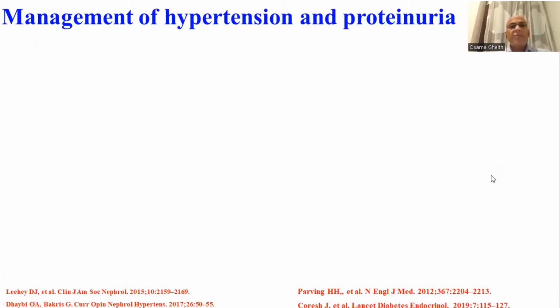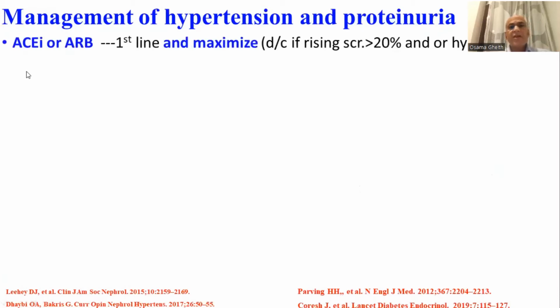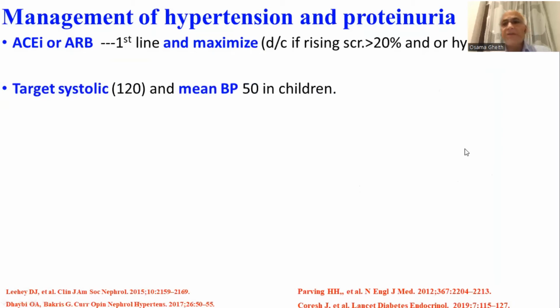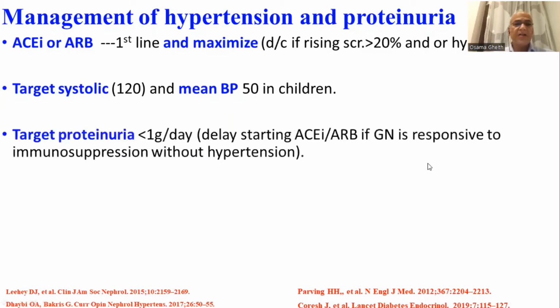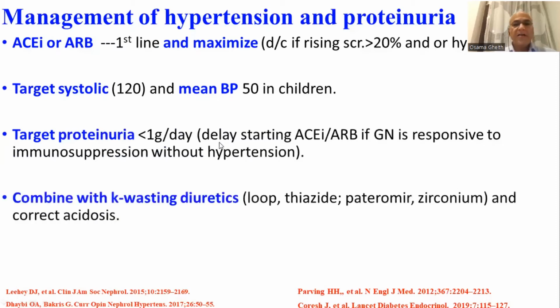Management of hypertension and proteinuria in FSGS starts with ACE inhibitors or ARBs as first line, and maximize the dose, but take care of deterioration of kidney function and hyperkalemia. The target systolic pressure is 120 and below, or mean pressure 50 millimeters of mercury in children. The target proteinuria should be less than 1 gram. You can delay ACE inhibitors or ARBs if there is a response to immunosuppression without hypertension. Combine with potassium-wasting diuretics and correct acidosis, of course.